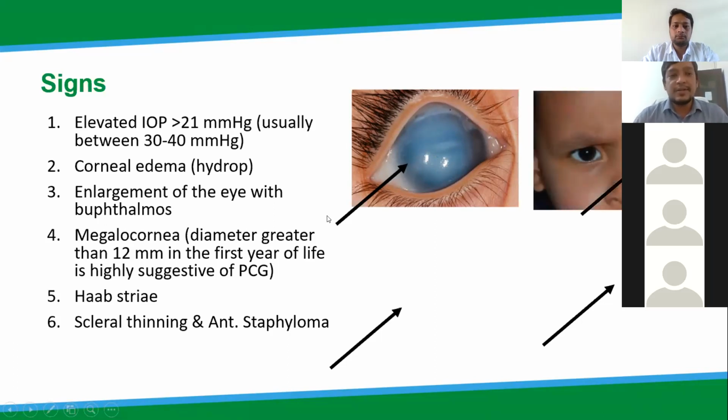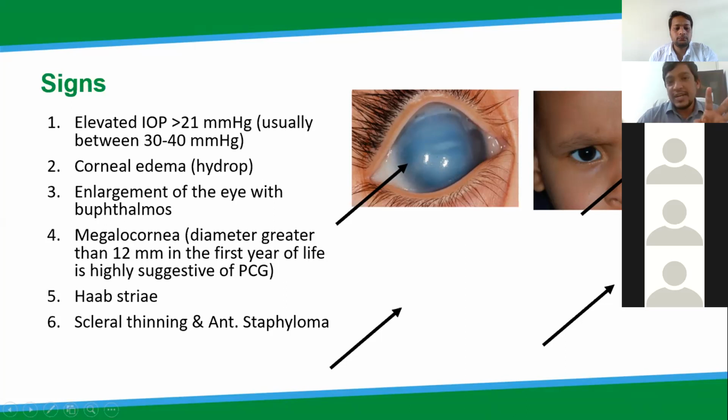The third one is the enlargement of the eye, also known as buphthalmos. Buphthalmos means bull-like eyes. If you see this eye, it appears quite big. The eye appears big because of the large size of the cornea, which is also known as megalocornea.